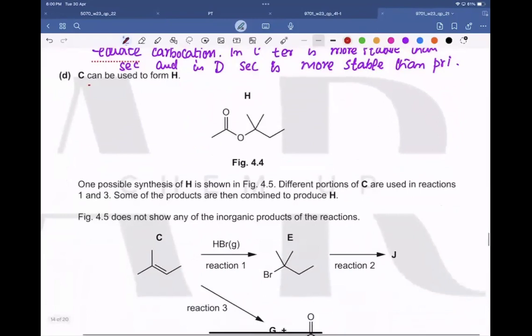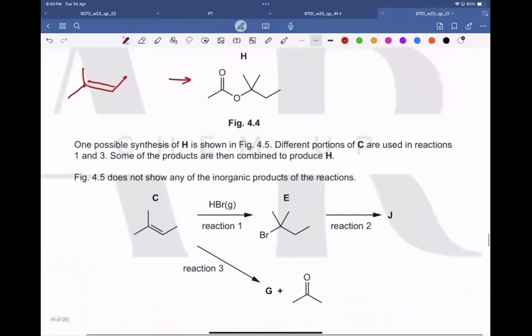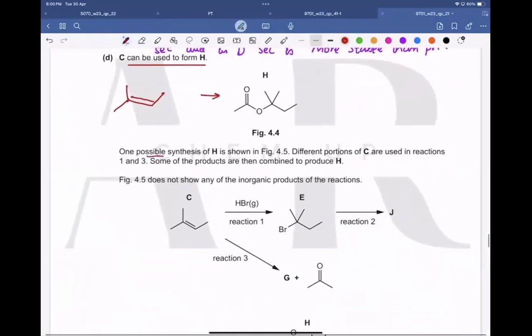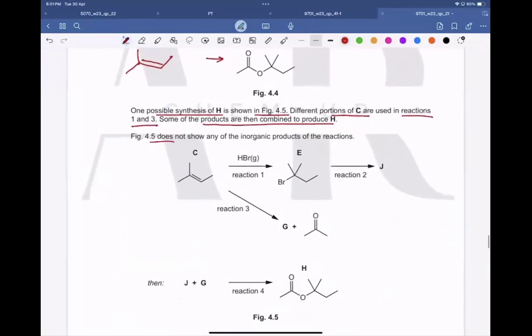Okay. C can be used to form H. Okay, C was this one. One possible synthesis of H is shown in figure 4.5. Different portions of C are used in reaction 1 and 3. Some of the products are then combined to produce H. Figure 4.5 does not show any of the inorganic products of the reaction.